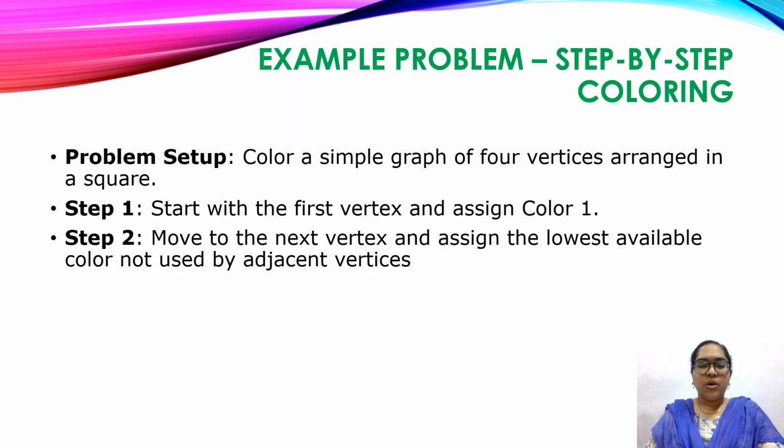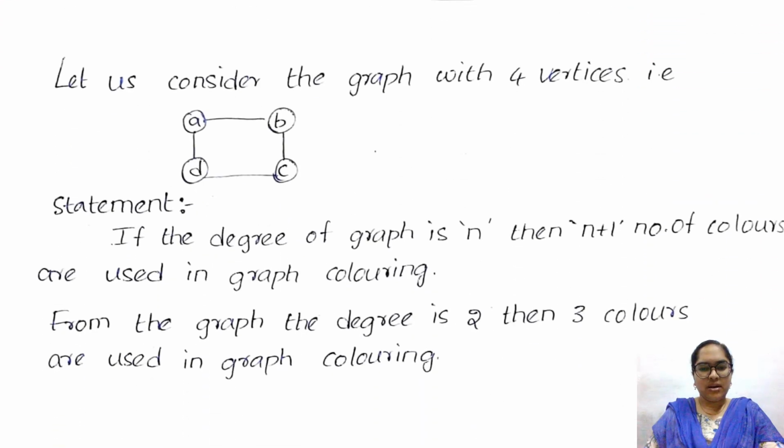Now the example problem. To get a better understanding of how graph coloring works, let us take an example of a graph with 4 vertices arranged in a square shape. We start with the first vertex and assign color 1 to it, and then we move to the next vertex and assign the lowest available color not used by the adjacent vertices. These are the statements that we use to explain how the graph coloring is done. But let us see how it is done. So first we considered the graph with 4 vertices.